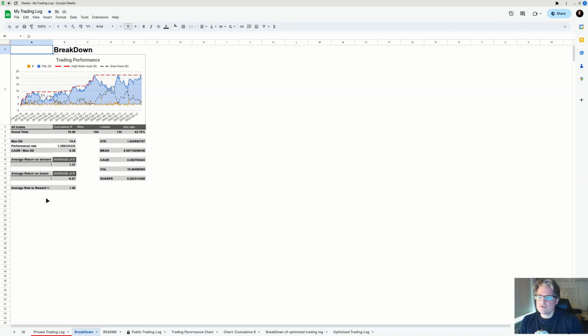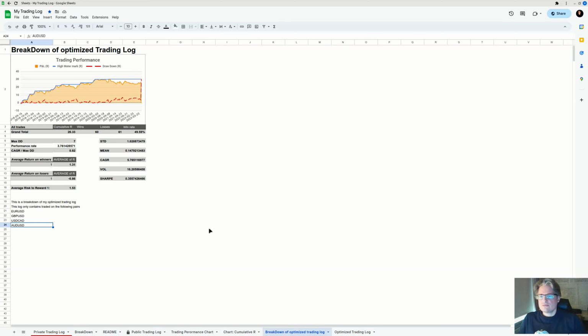Also very important is the risk to reward, so the average risk to reward. I always want to have more reward than the risk I'm taking, so the average should be above 1, or preferably even higher, but for now it's at 1.5 with about a 40% win rate, so that makes me profitable. But how can I make this better? Well, I started looking at the log, and I found out some things, and I implemented that in an optimized trading log. So let's have a look at the breakdown of this optimized trading log.